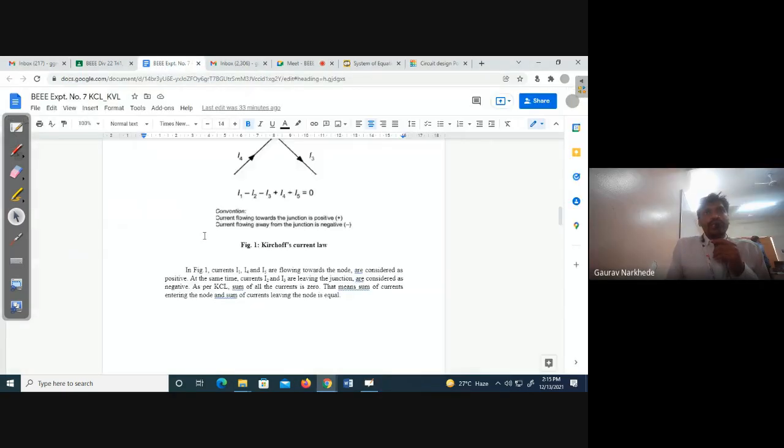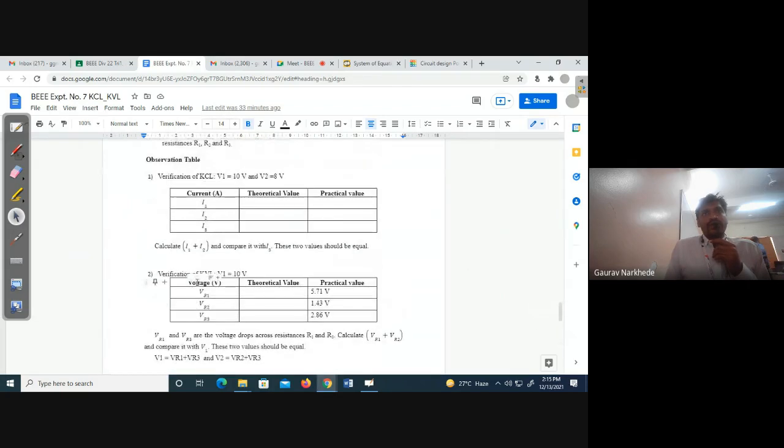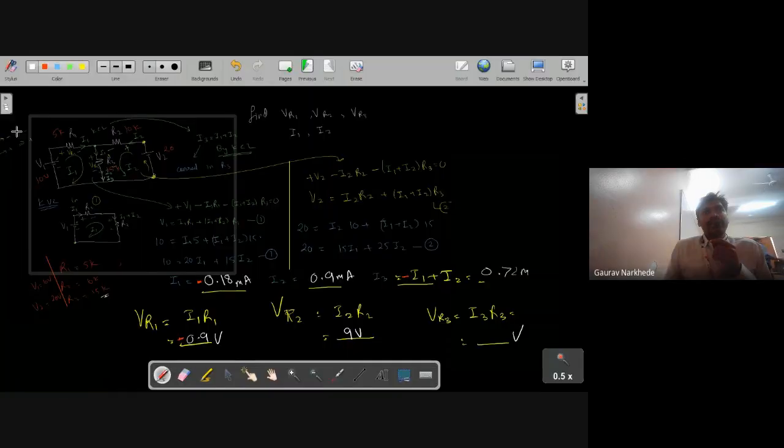So you can just see this right up, and then here is Kirchhoff's current. Here you can see I1, I2, and I3 theoretical values as well as practical values. Can you note down the theoretical and practical values? Yes, sir. Okay, now let us see voltages.